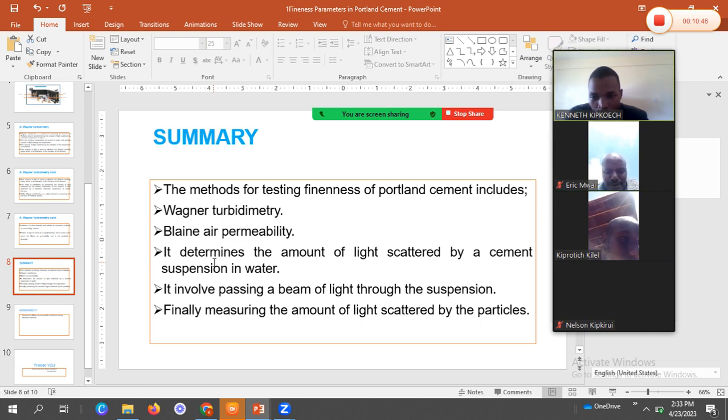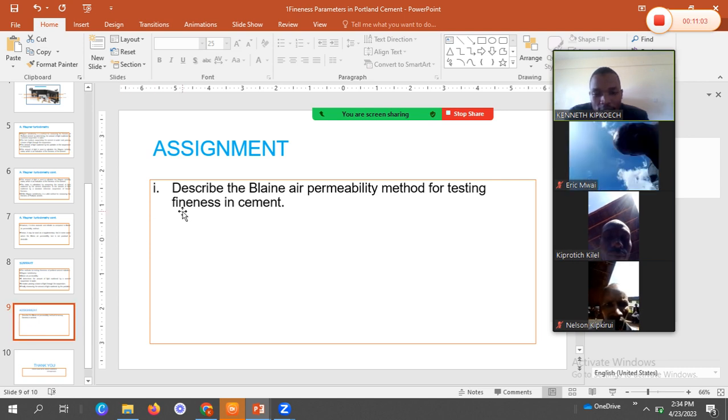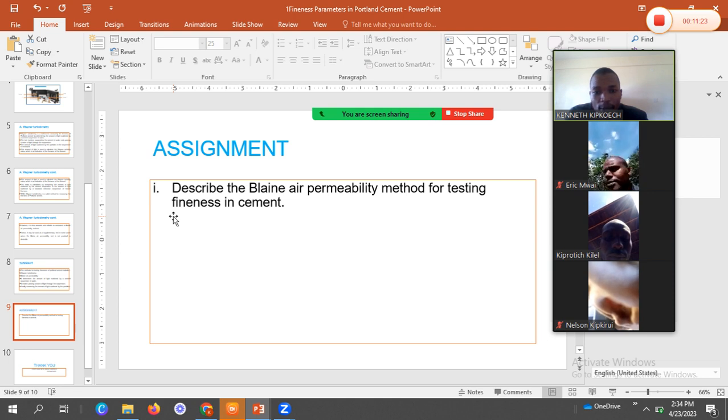We have learned the methods of determining fineness, and also how to determine the fineness using Wagner turbidimetry. So I'm giving you an assignment so that you go and research. Kindly note this assignment somewhere. Number one, I hope you have gotten where you can note it. Number one is: describe the plain air permeability method for testing the fineness in cement.